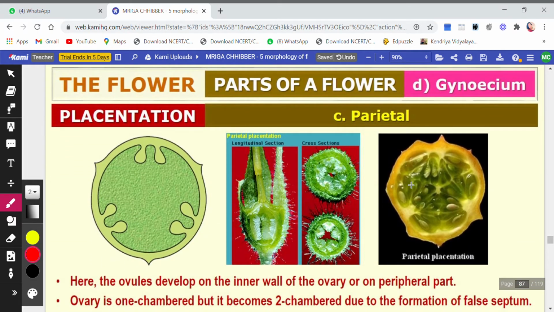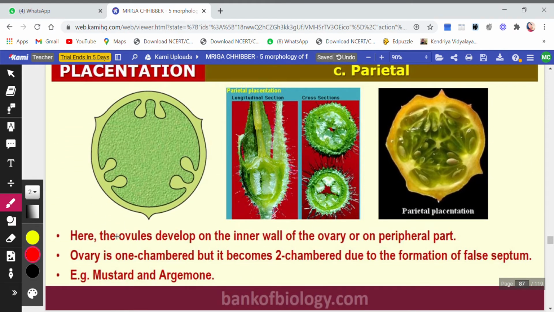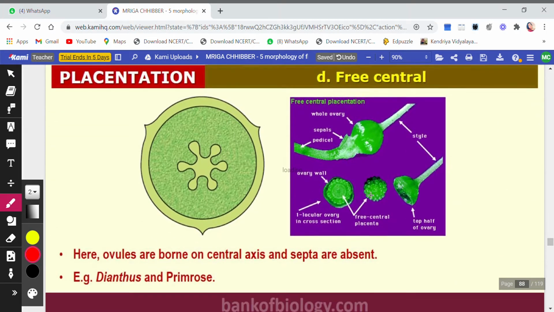Then we come to parietal placentation. Here the ovules develop on the inner wall. There is no compartment, only one single compartment. The ovules are attached to the inner wall of the ovary on a peripheral part. This is the outer wall and this is the inner wall. The ovary has one chamber, but it sometimes becomes two chambers due to the formation of a false septum. Such type of placentation is called parietal placentation.